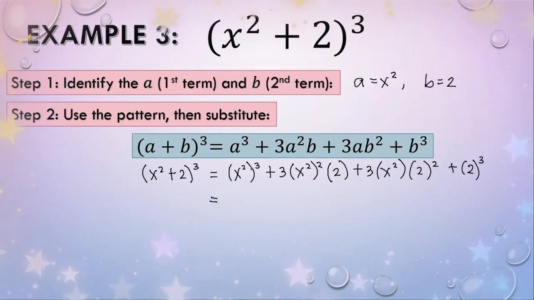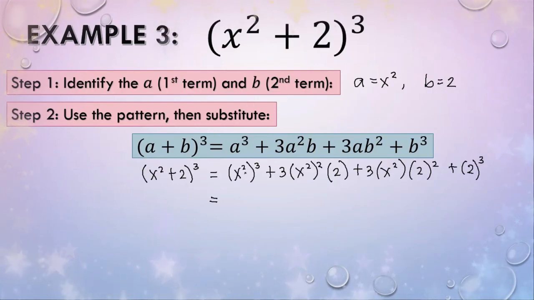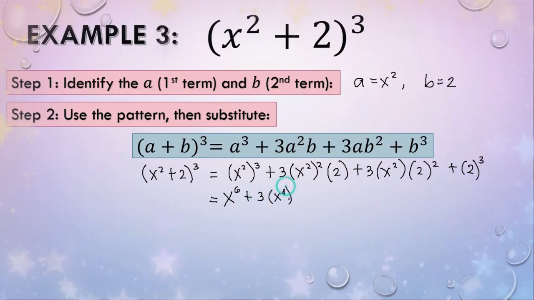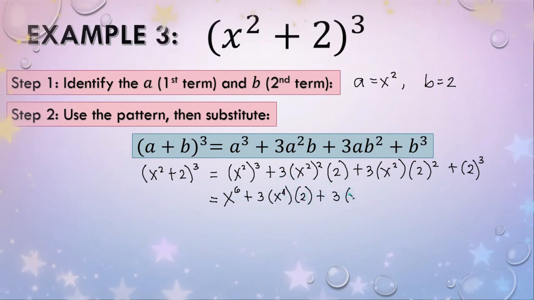Using the laws of exponent, x squared cubed, what are you going to do to the exponent? Please input your answer below. Are you going to add or multiply the exponents? Yes, you're right. We're going to multiply the exponents. So it will become 2 times 3, it will become 6. Plus 3 times x to the 4th squared plus 3 x squared.